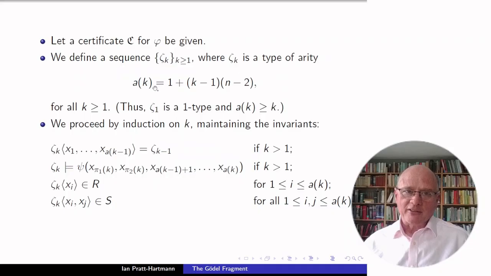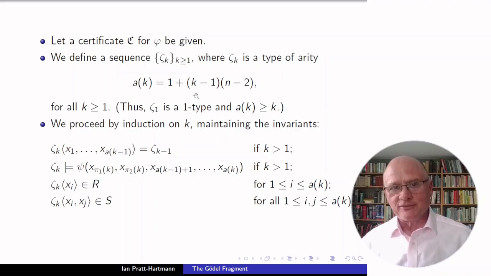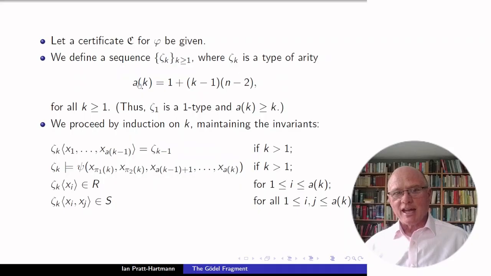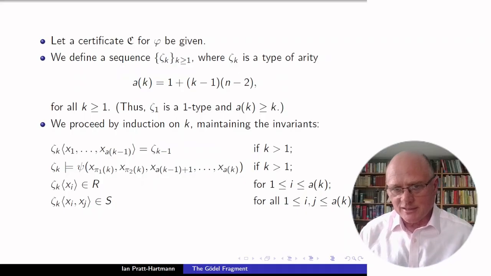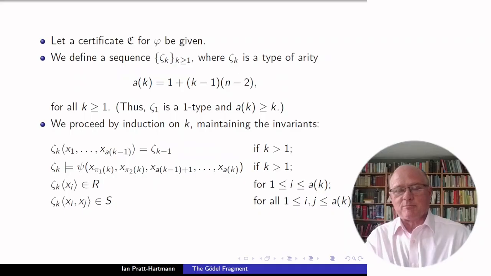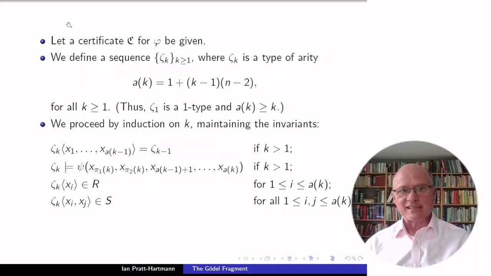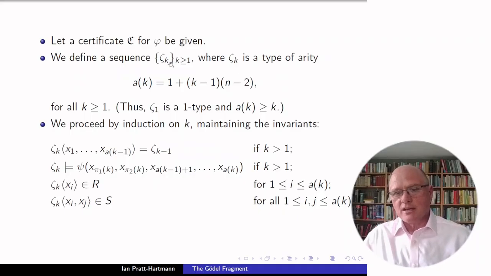And so the arity of zeta k will be given by the function a of k, and that's this function here: 1 plus (k minus 1) times (n minus 2). So if you do the sums, you will see that a of 1 is 1, and a of k plus 1 is always n minus 2 greater than a of k. So they just increase by n minus 2. And so a of k, remember, will be the arity of zeta k, the kth type in our sequence.